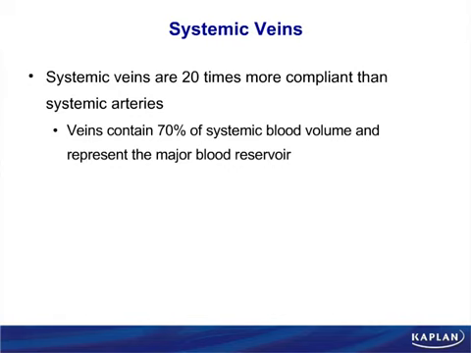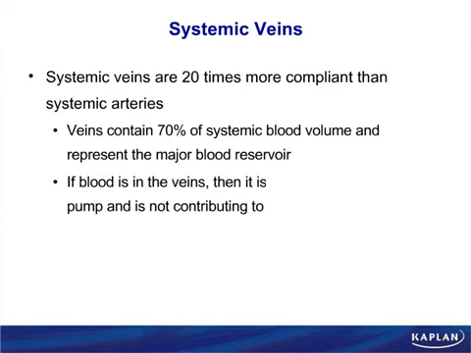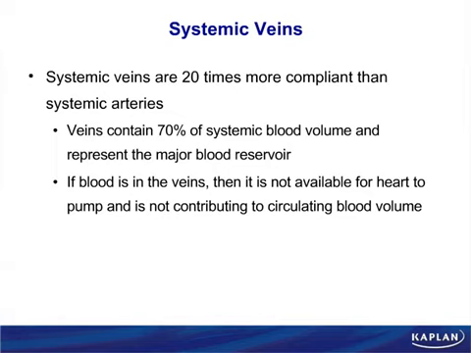Now, if blood is in the veins, this blood that's in the veins is not available for the heart to pump, and therefore it's not contributing to circulating blood volume. This goes back to the idea of Frank Starling once again. If the heart don't get it, the heart don't pump it. So if blood just is sitting in veins and it's not getting back to the heart, then that's going to reduce output. And we'll talk about the situation associated with that very soon when we talk about orthostatic stress.